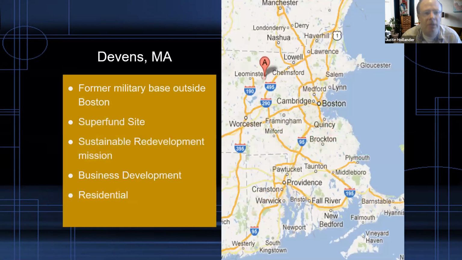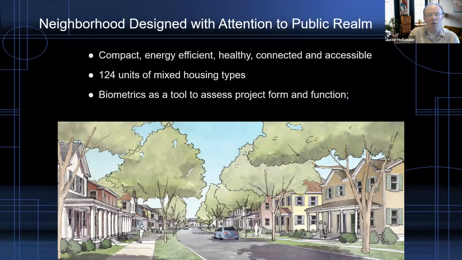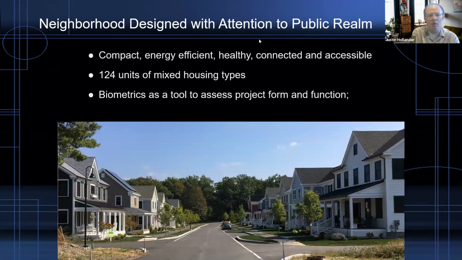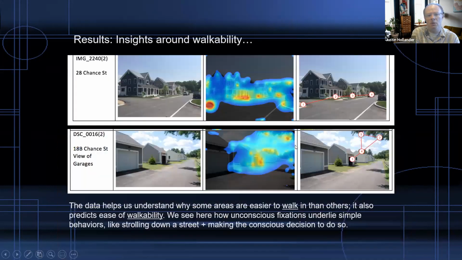So I want to just walk through really quickly a study I did not that far from Boston, looking at a former military base where they've been doing some redevelopment using new urbanist principles, really thinking about the public realm, considering biometrics as a way to predict where people are looking. So they've already built just this one street. And so we use biometrics to analyze how people might look at the street unconsciously.